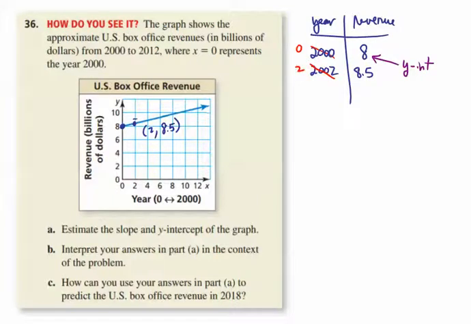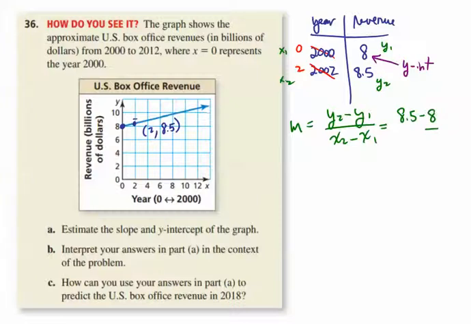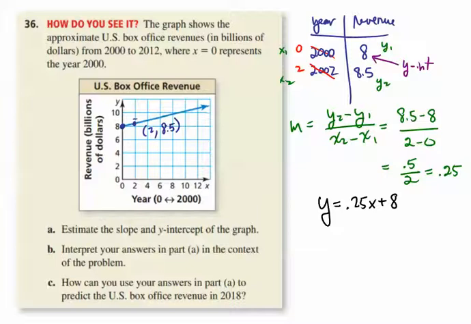And from this point we can calculate our slope. We have our x1, y1, x2, y2, m is equal to y2 minus y1 over x2 minus x1. And we would have 8.5 minus 8 over 2 minus 0, and that would be a half over 2, or that would be about 0.25 for our slope. And our y-intercept is 8, so our model would look something like y is equal to 0.25x plus 8. And what does the 0.25 mean?